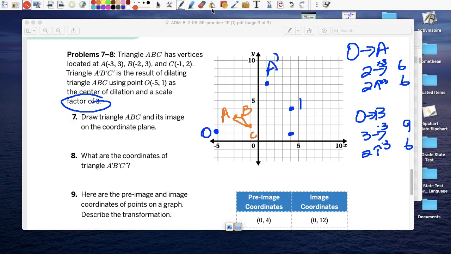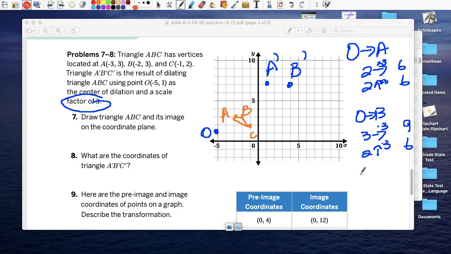Now, please, I'm going to go back a little bit. Point B should be 9 to the right. 1, 2, 3, 4, 5, 6, 7, 8, 9, and then 6 up. 1, 2, 3, 4, 5, 6. Okay, there you go. I messed up. This is point B prime.